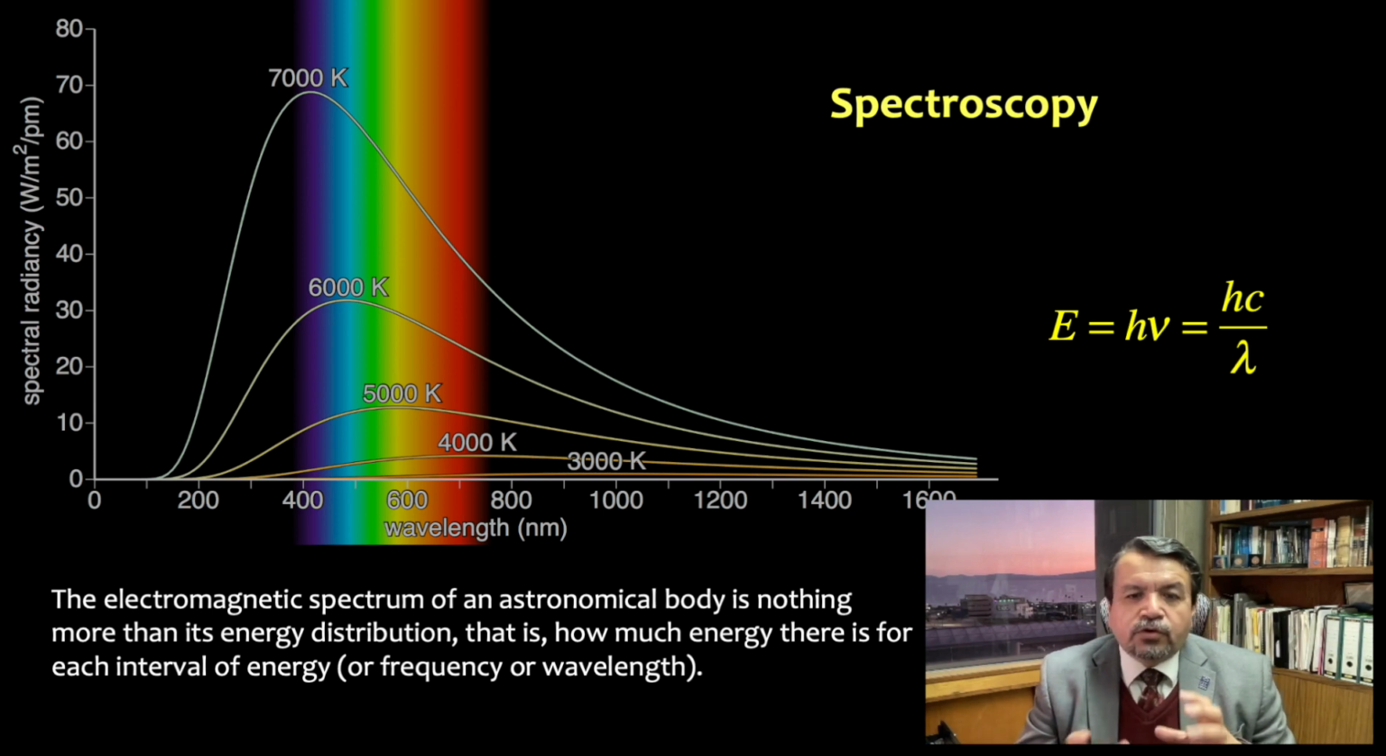It is nothing more than the representation of how the energy is distributed, that is, how much energy there is for each energy interval. We can utilize the relationship that energy is h nu, where h is Planck's constant and nu is frequency, or h is Planck's constant, multiplied by the speed of light and divided by the wavelength. We could employ energy intervals, wavelength intervals, or frequency intervals, and we would be discussing the same concept.